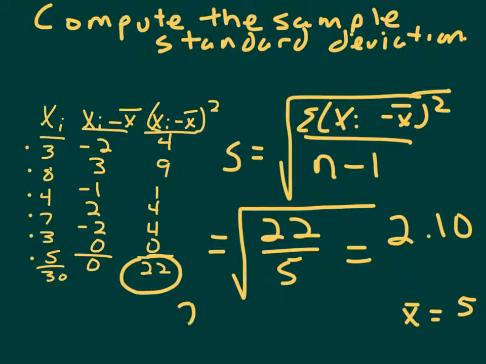You might want to round it to 2.098 maybe. Either one of those will be fine.